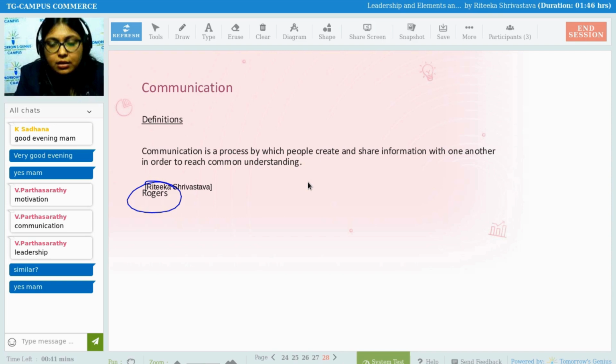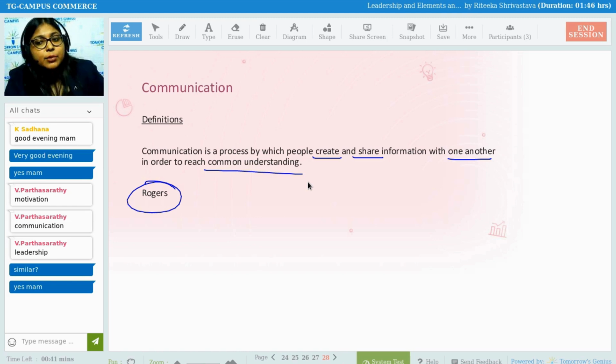This definition is given by Rogers, and he says that communication is a process by which people create and share information with one another in order to reach common understanding. So according to Rogers, communication is a process by which people or individuals create and share information with one another in order to reach common understanding. This is how Rogers defines communication.